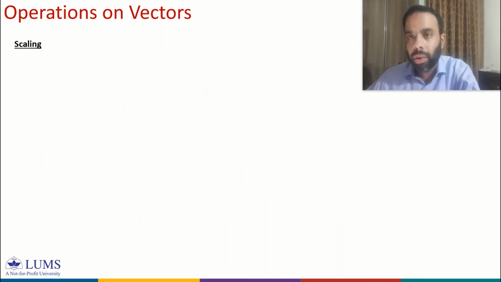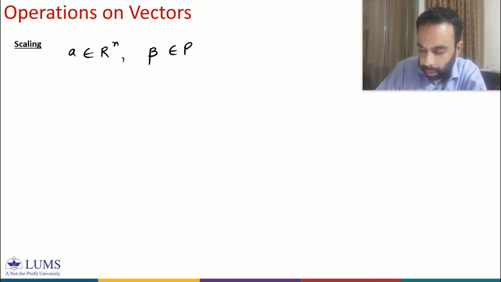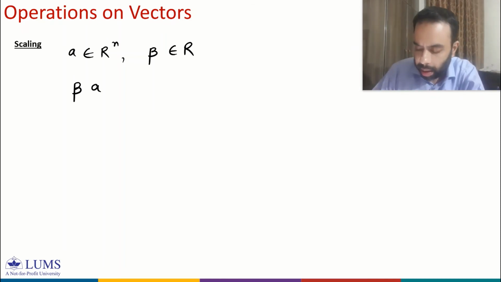Let's talk about one more operation on vectors called scaling. Scaling of a vector by a scalar. Say we take a vector a that belongs to Rn, and we take a scalar, say beta, that belongs to R. So beta is a scalar, a is a vector, and we define scaling of a vector a by a scalar beta as beta times a, and this returns a vector that has the same size as vector a, and let's call this vector, say, vector b.